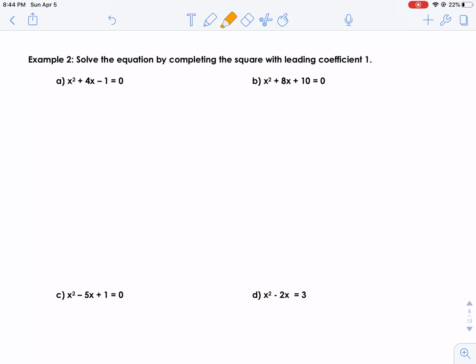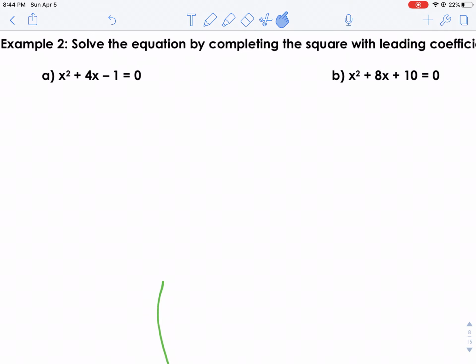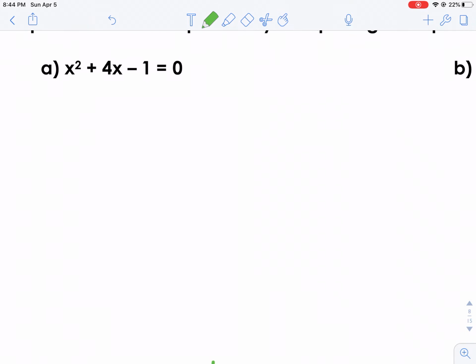Okay, so the process for solving these, we'll focus on A for now. The process for solving this is to get your first two terms alone on the left-hand side. So we're going to add 1 to the other side just to kind of move it to the other side. So we're going to be left with x squared plus 4x equals 0. Oh, sorry, equals 1 because we added 1 to the other side.